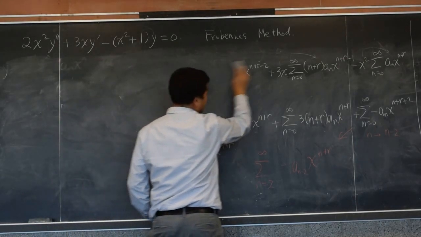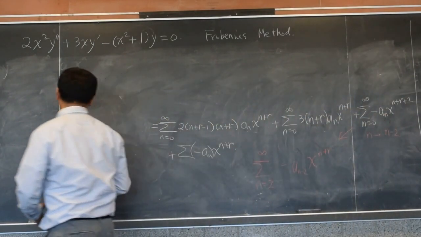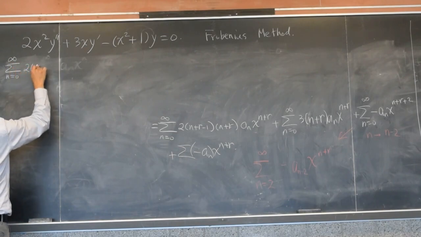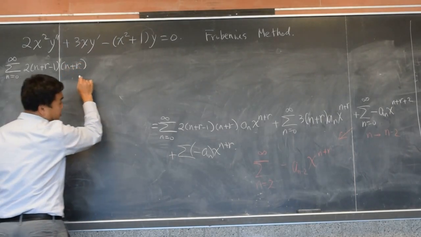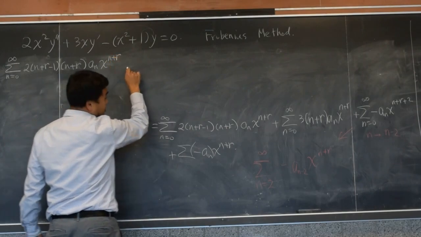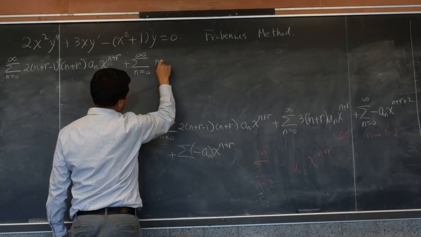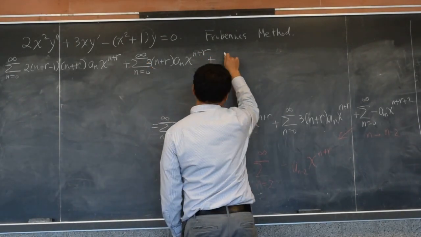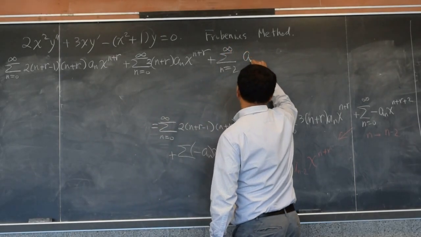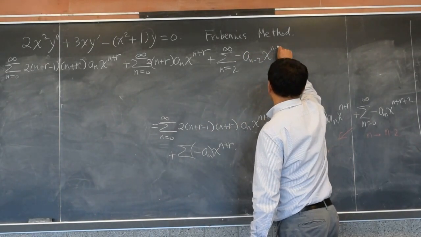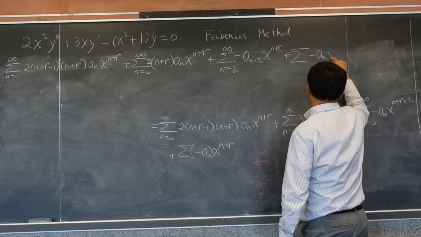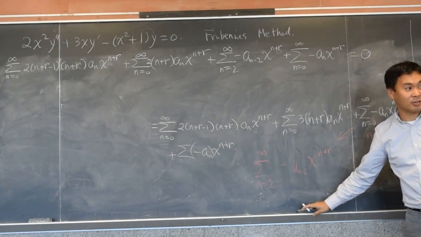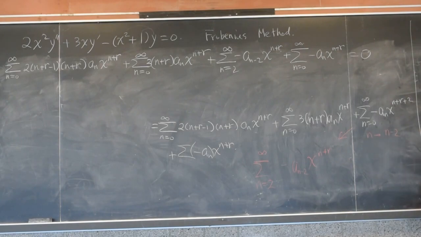Erase this. Write everything down. Okay. Sigma n from 0 to infinity of 2 times (n plus r minus 1)(n plus r) an x to the n plus r, plus sigma n equals 0 to infinity 3(n plus r) an x to the n plus r. I forgot 3 here. And then plus sigma n from 2 to infinity of an minus 2 with the minus in front, x to the n plus r, plus sigma negative an x to the n plus r, n from 0 to infinity. And that has to equal 0. That's the equation I get once I plug in the Frobenius form.